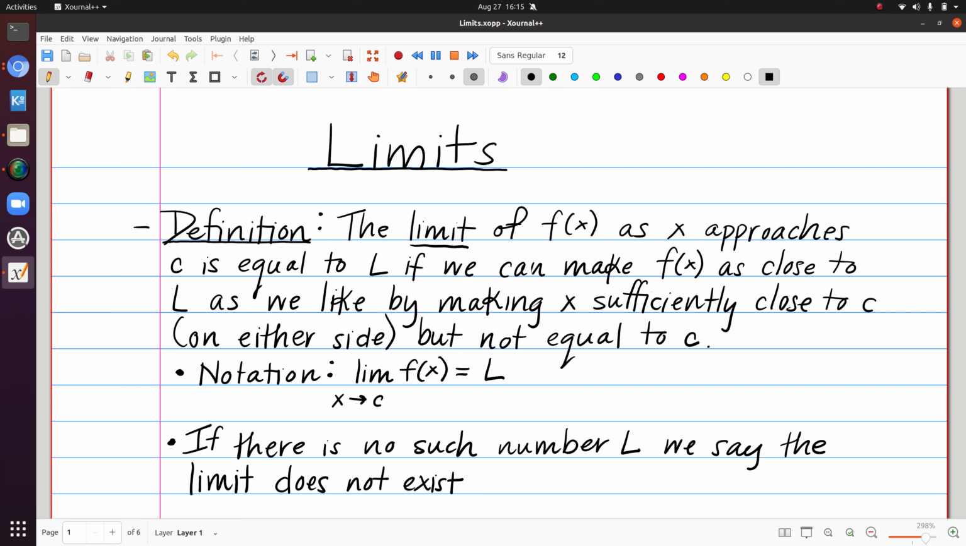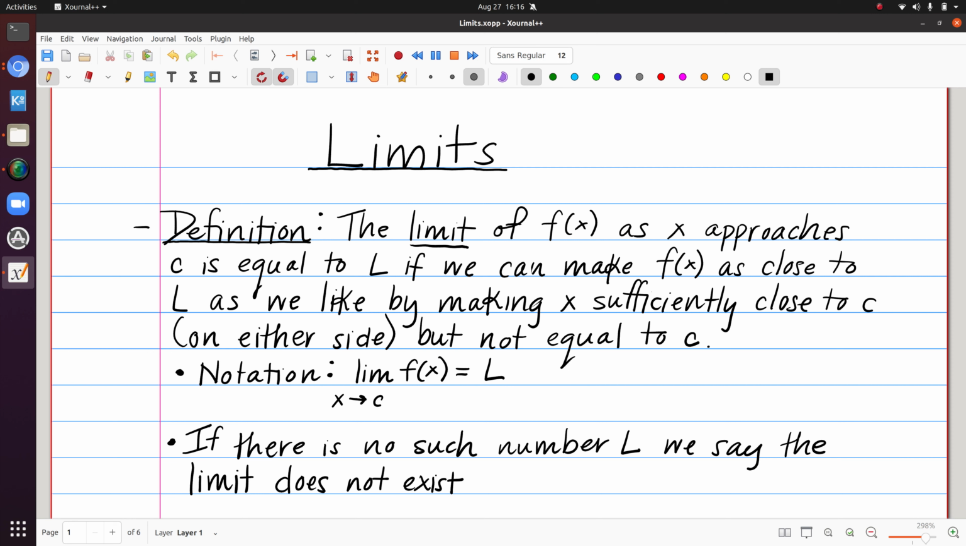And I reference on either side here, in a moment we'll talk about the notion of approaching along the x-axis either from the left or the right. But the important thing is we're not talking about what happens exactly at the value c, but just what happens as we get very close to that.